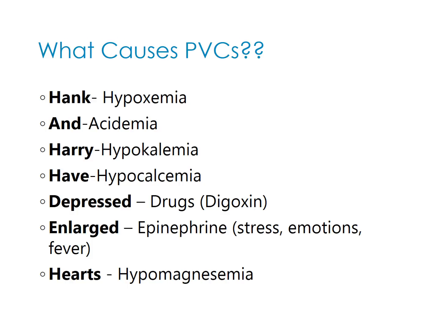So the first one is hypoxemia can cause PVC, acidemia, hypokalemia or hypocalcemia. Drugs like digoxin could cause PVCs. Epinephrine. Epinephrine also includes stress, emotions, fever. And then hypomagnesemia. So those are just some examples that can cause PVCs.